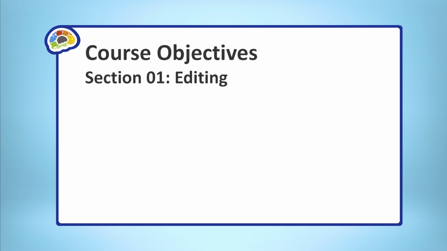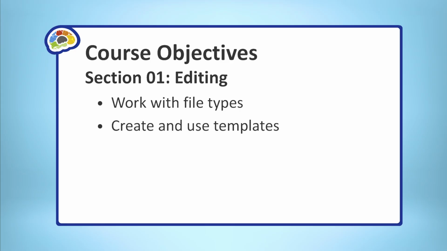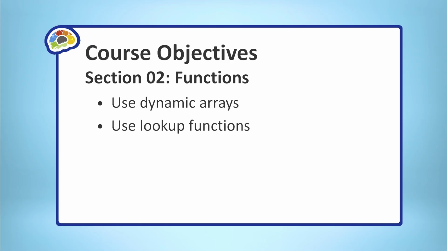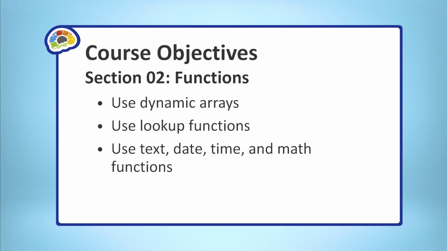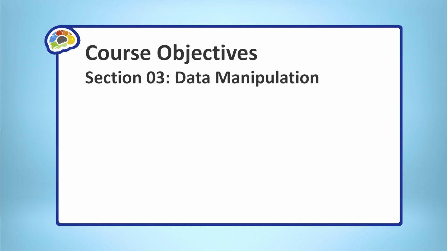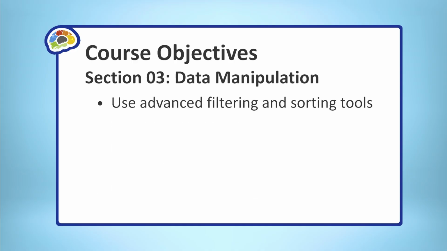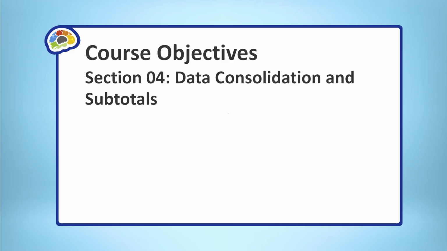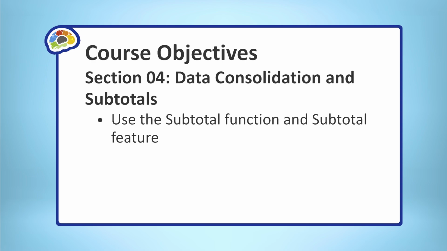We'll start with discussing file types available in Excel, including templates, and we'll look at how to customize the Quick Access toolbar. Next, we'll look at multiple categories of functions, including dynamic arrays, lookup functions, text, date, time, math, and database functions. From there, we'll dig into advanced filtering, advanced sorting, and data validation options. We'll also look at the subtotal function, the subtotal feature, and data consolidation.